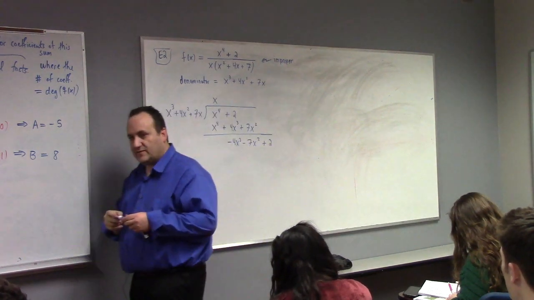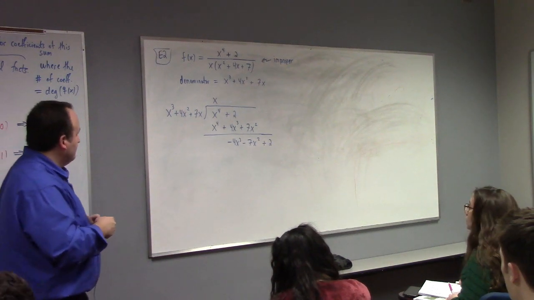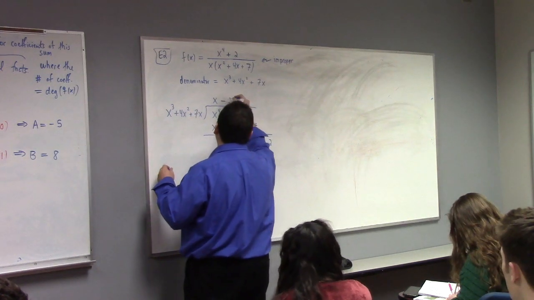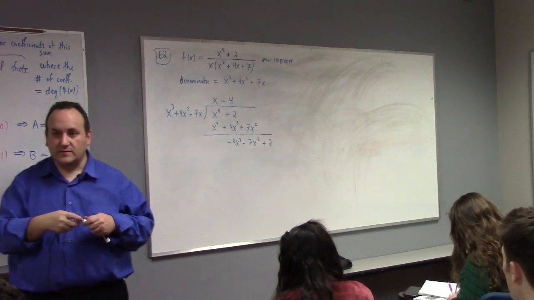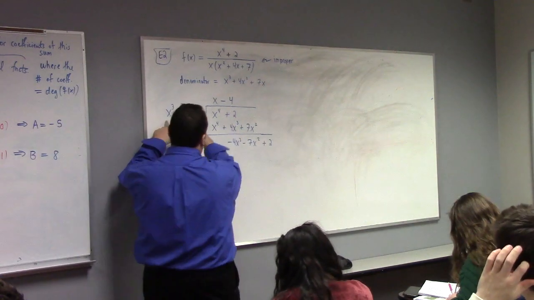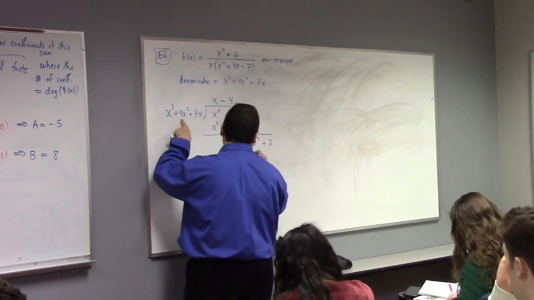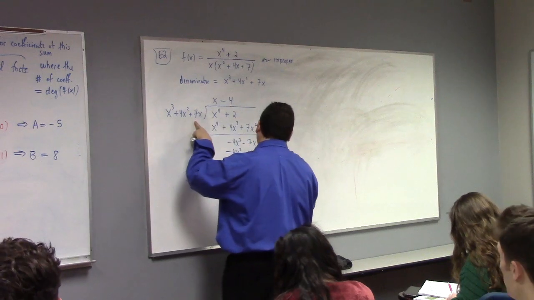So what comes next? x what? Minus, plus, what? What's next? Just minus 4. But right idea. Because minus 4 times x cubed gives me what? So this minus 4 times this, I get minus 4x cubed. 4 times 4, minus 16x squared, minus 28x.